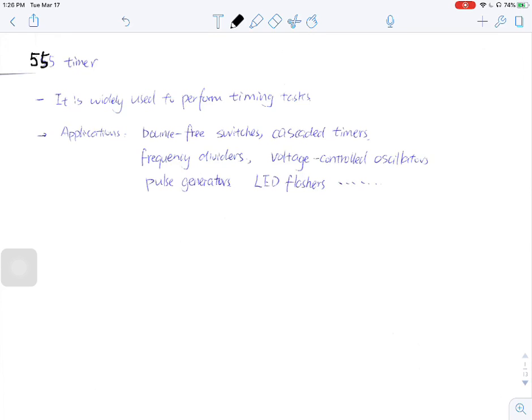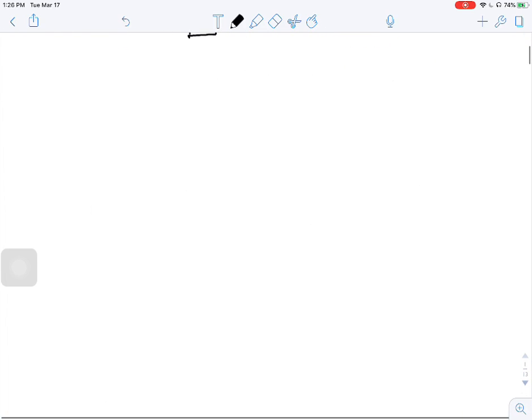And also it's used for frequency dividers, voltage controlled oscillators, pulse generators, and LED flashers. I think those two are very useful. Pulse generator and LED flashers. The bounce-free switches are also very useful in terms of this 555 timer. So the 555 timer usually comes as an IC chip. It usually has 8 legs, 8 pins, but it can do a lot of things.